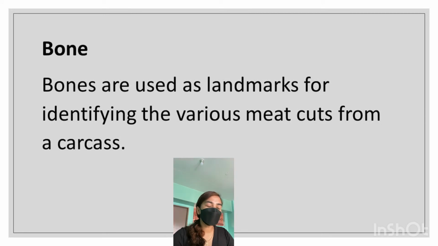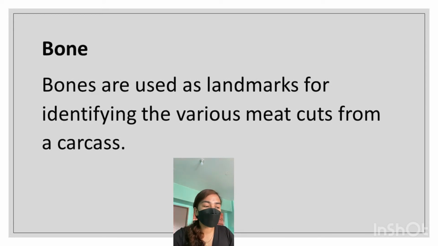Bones. Bones are used as landmarks for identifying the various cuts from a carcass. Older animals have whiter bones while younger animals have reddish bones. Marrow is also part of the bone. It is a soft fatty material in the center of most large bones. If you are familiar with the food bulalo, it is a very special ingredient used for bulalo.